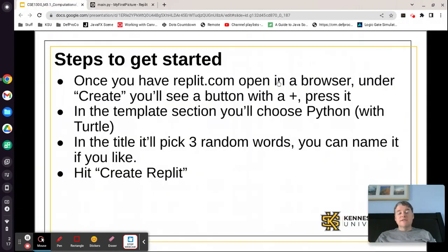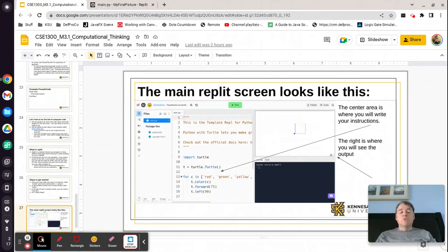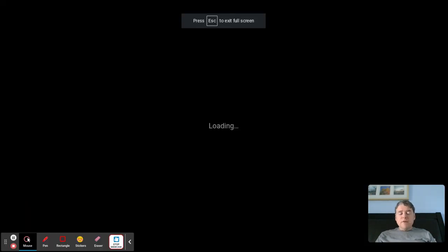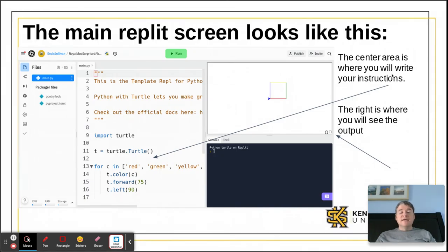So let's go back to the slides and let's take a look at what those different parts mean. Here's a picture of the window that we were just looking at, and you can see that I labeled them. This center area right here, which is the area that there's an arrow to, this is where you're going to actually write your code. And that's after you've come up with your algorithm, this is actually where you're going to write your code in.